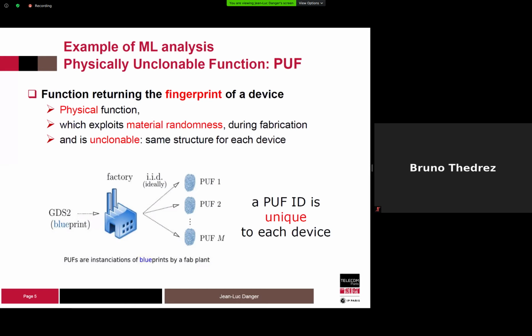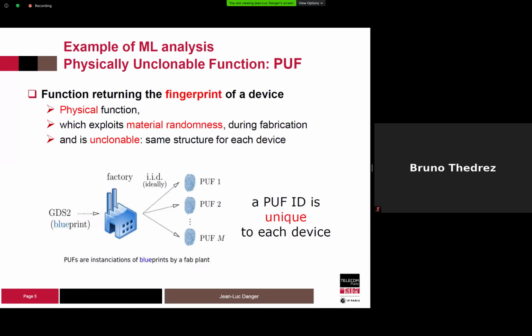So how is the PUF generated? The PUF is generated during the fabrication of the circuit. Every circuit has the same blueprint, the same netlist. So it's not possible to differentiate one PUF from another if you consider two circuits. It's theoretically not possible to do that. And when you execute the PUF in each device, you have a unique identifier, a unique ID.